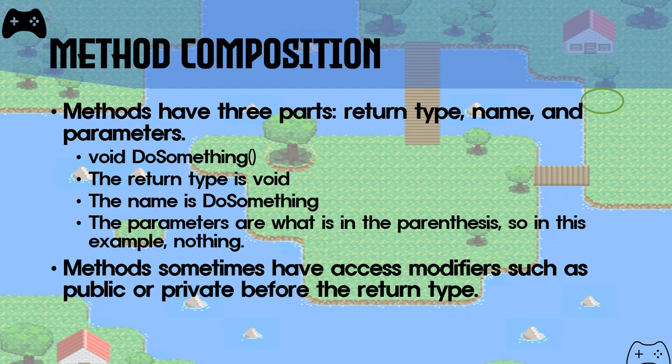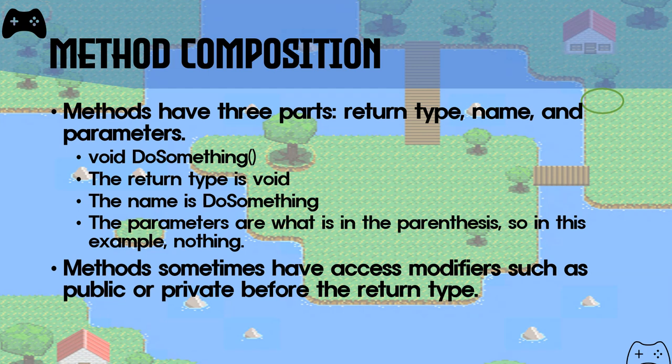So how are methods composed? How do we actually go about writing methods? Well, methods have three parts. They'll have a return type, whether that's void, string, whatever. They'll have a name, and they'll have some type of parameters. So here's an example method. It's called void do something.